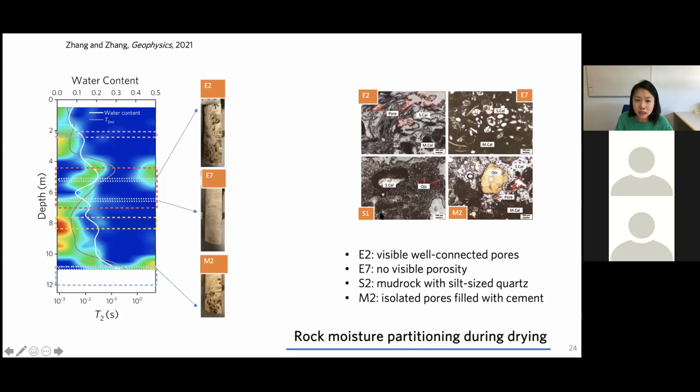As you can probably tell from this thin section analysis, of the core samples we selected, some have very well connected pores, while in some you don't even see visible porosity. And some, like sample M2 shown here, which is from the lower part of this limestone formation, have very large porosity. However, those pores are isolated and filled with cement.